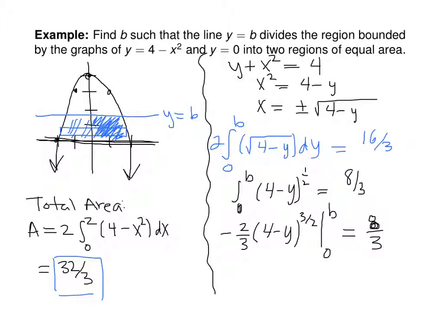Now what you can do to make stuff a little bit easier is, before you even proceed, multiply both sides by -3/2. So we'll have 4 minus y to the 3/2 from 0 to b is equal to -4.